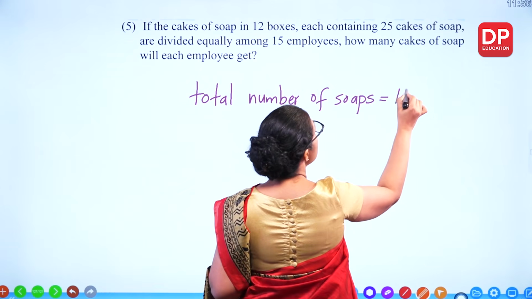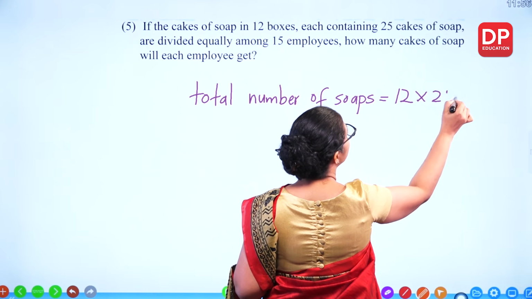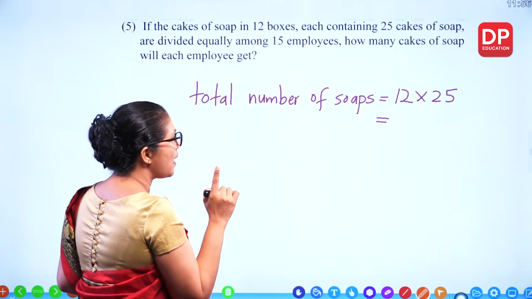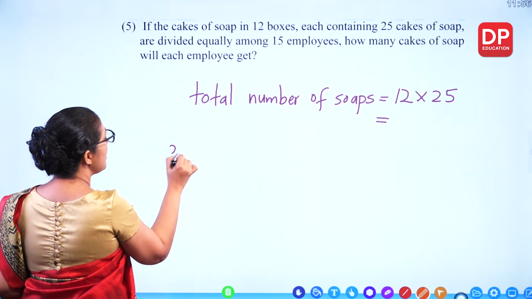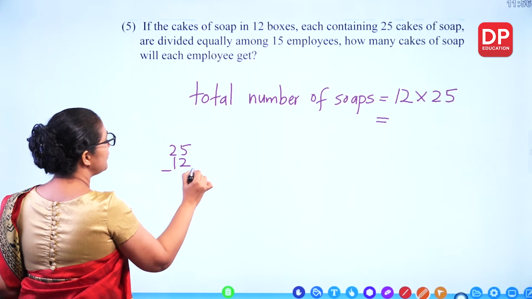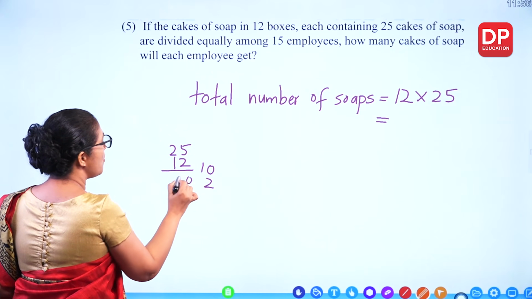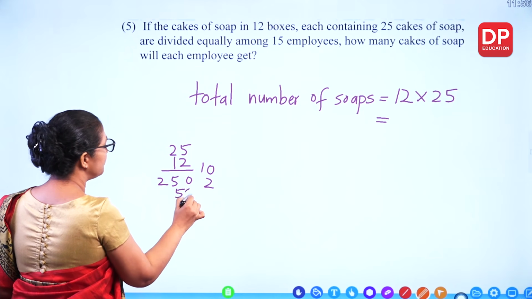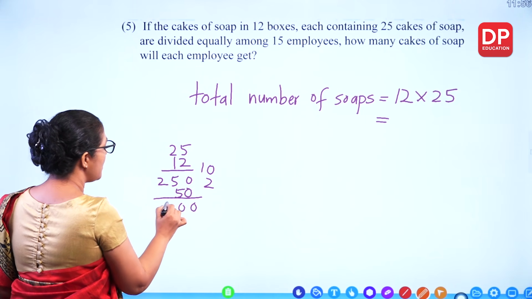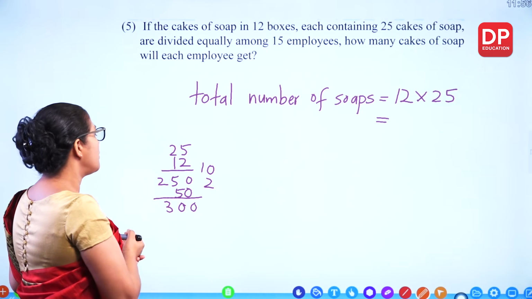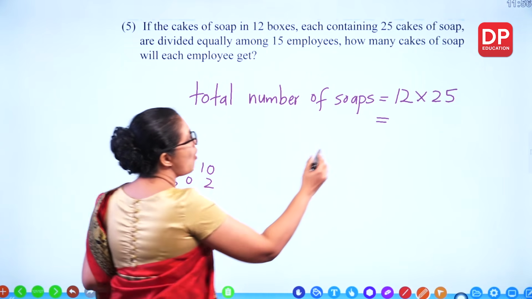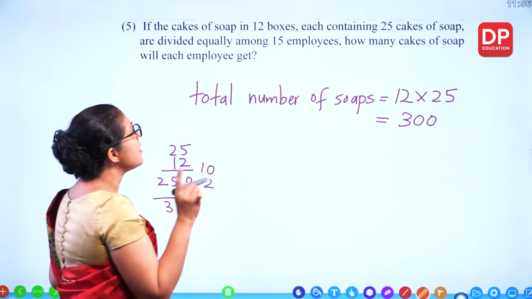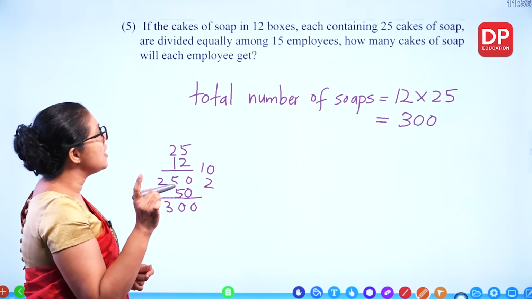12 boxes, each box 25. That's multiplication. So multiply 25 by 12. That means 10 and 2. Multiply by 1 and multiply by 2. Add it together, you get 300 altogether. Now you have to divide this equally with 15 employees.